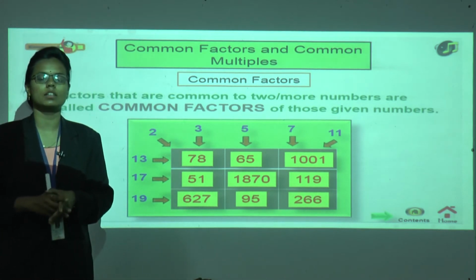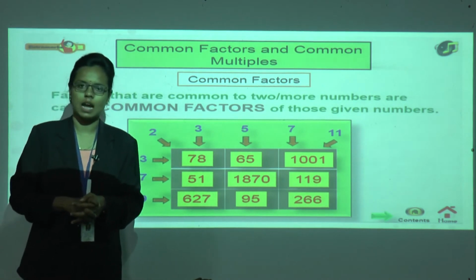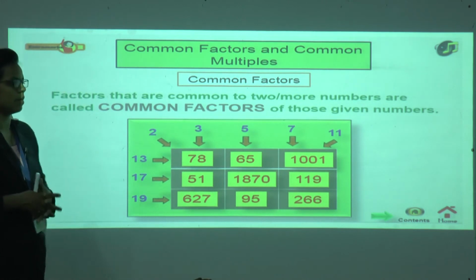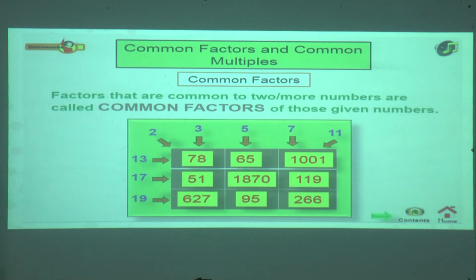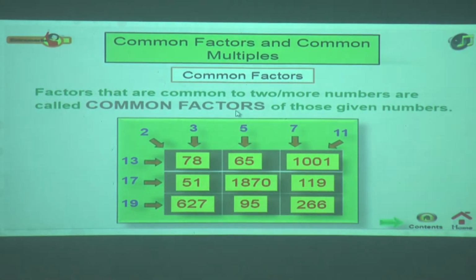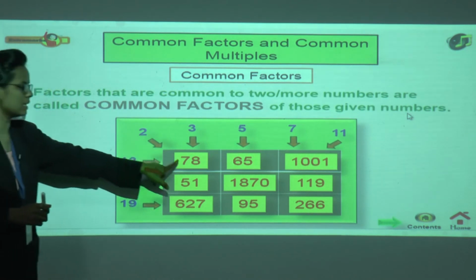Now we are going to start a new concept, that is common factors and multiples. See here. First we are going to see about common factors. Factors that are common to two or more numbers are called common factors of those given numbers. For example, let us take the number 78.